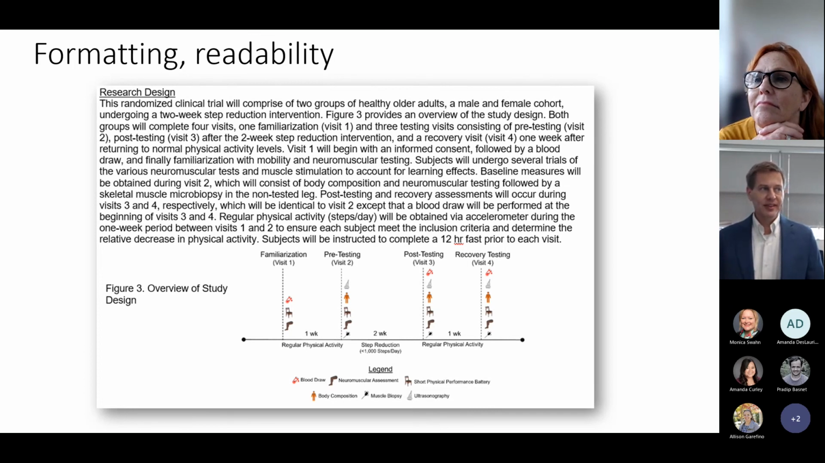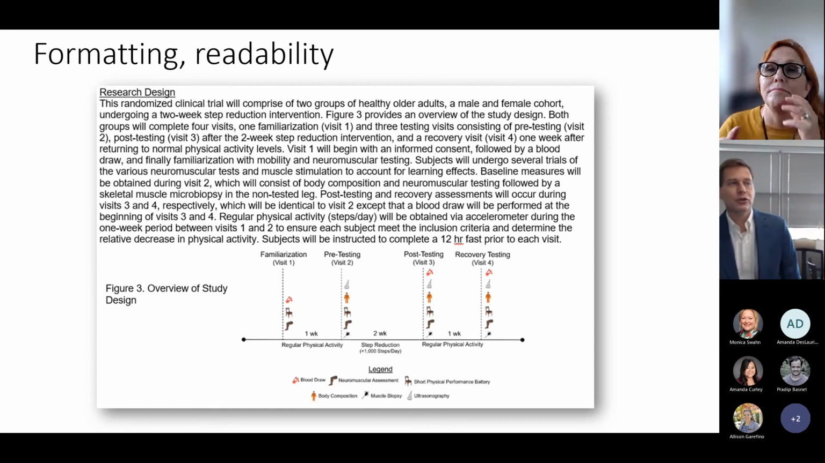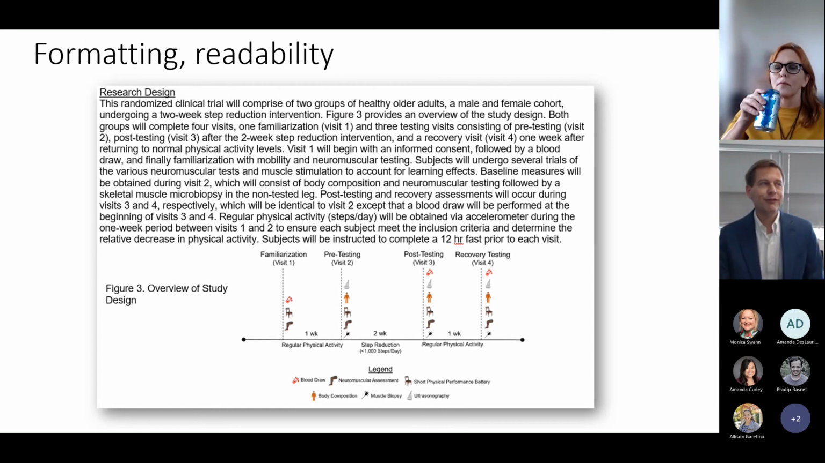So this is, as you can see on the first line, a randomized clinical trial with males and females in a step reduction intervention. Now, you didn't read the significance, so you don't know what that means, but as a reviewer, I had gotten to this point and I was already familiar with what the intervention was. I thought it was communicated really well. The first feedback I gave was in formatting and readability.